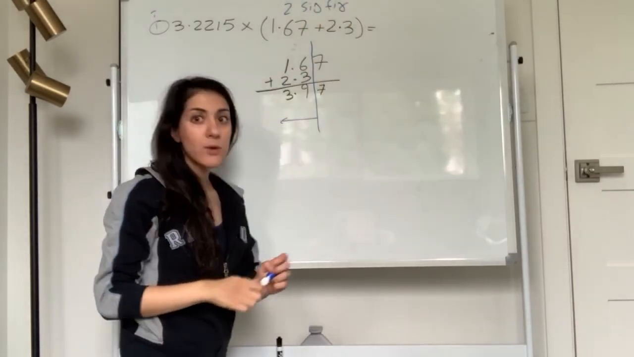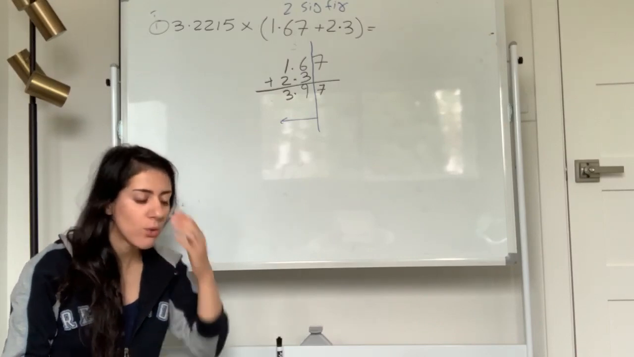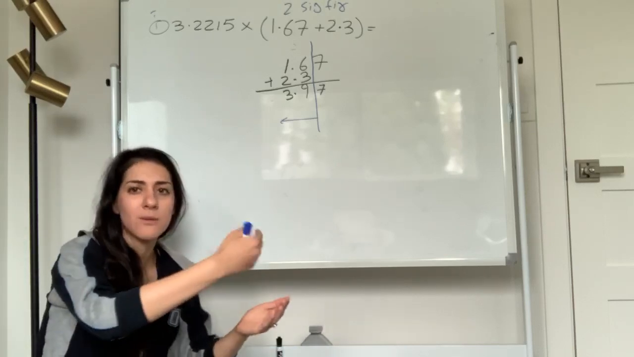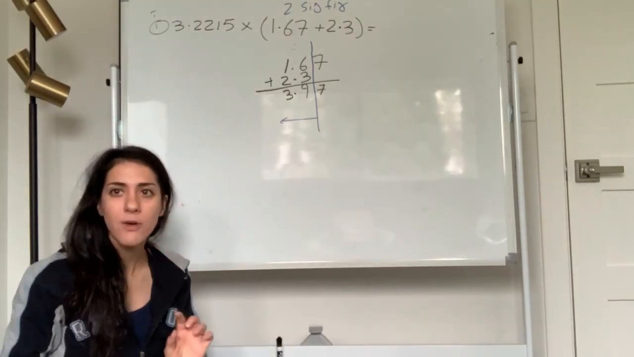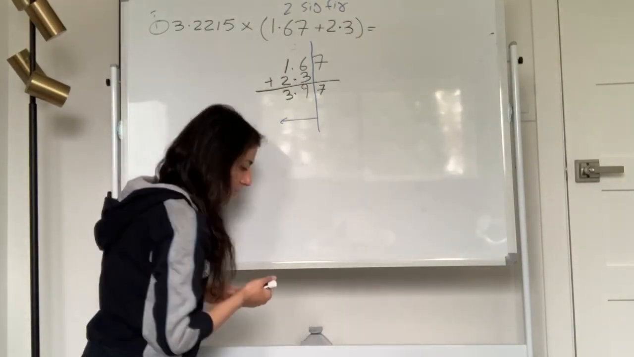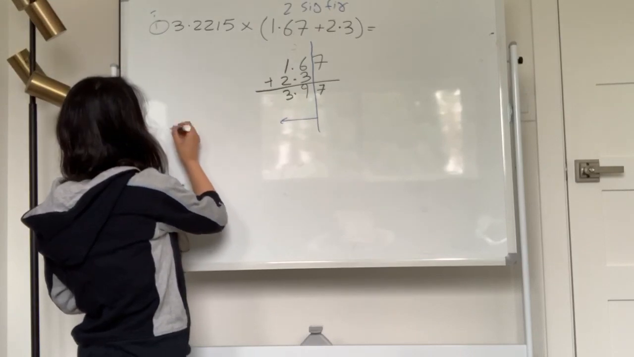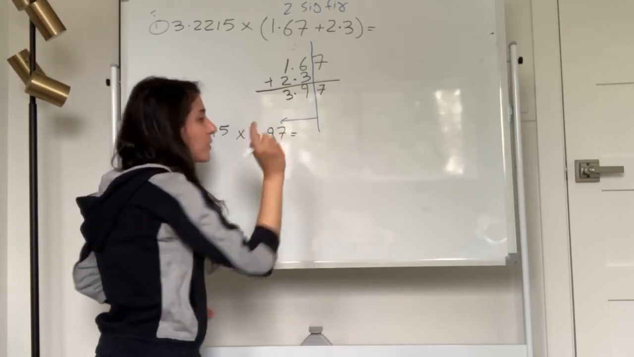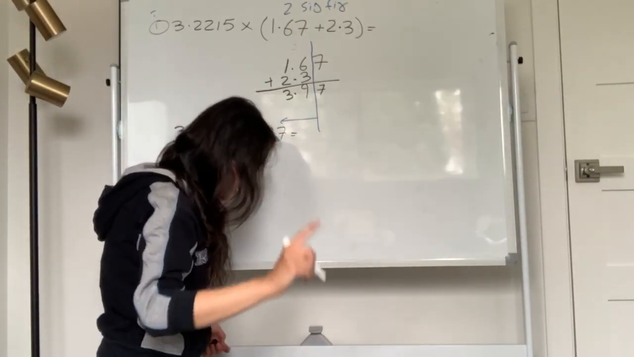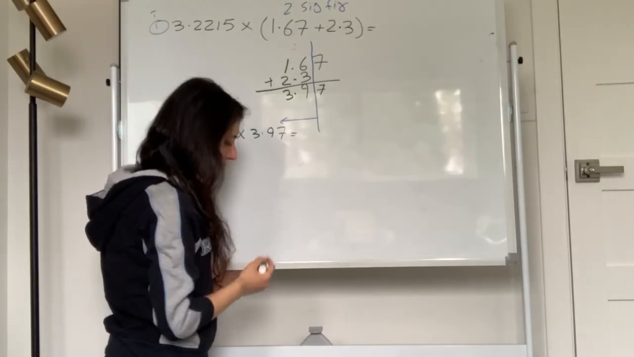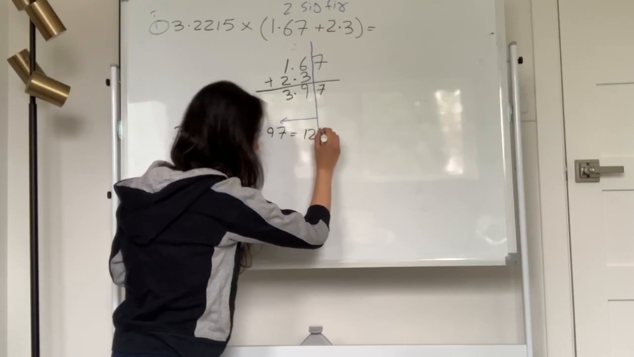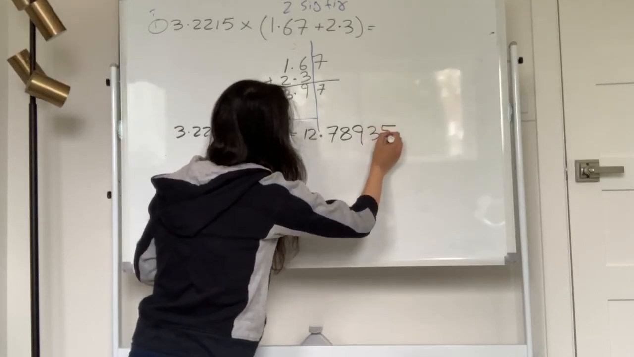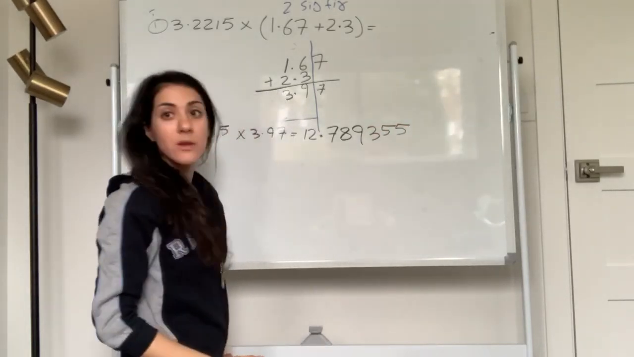Now, we said we are not going to round, because if you round right now, then you always end up rounding more up than you are rounding down, and it's not good, because if you keep rounding, our final answer is going to be off. So we don't round until the very end. So now what I'm going to do is multiply 3.2215 by 3.97. Again, we do not round until the end. Now, if I do that, what my calculator is going to give me is 12.789355. Now we are going to round.